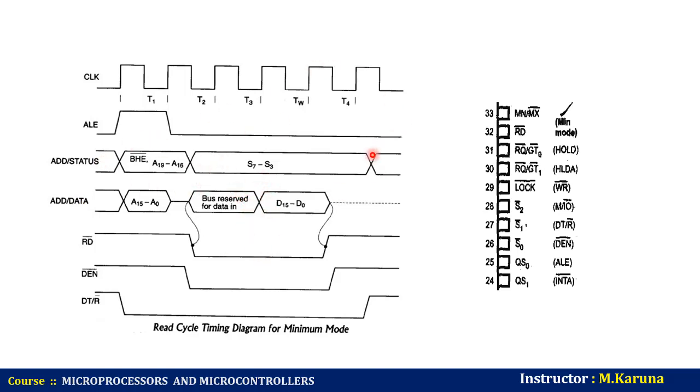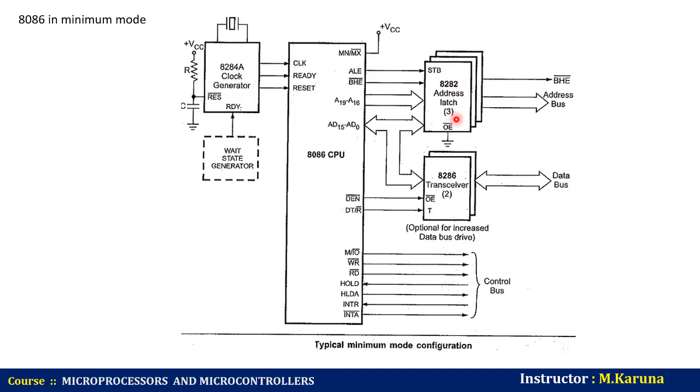So the latches and the transceivers are used to demultiplex the address bits and data bits. Here AD0 to AD15, both are combined signals. With the help of a latch and transceiver we can separate the address bits and data bits. So these are the pins available in the minimum mode.